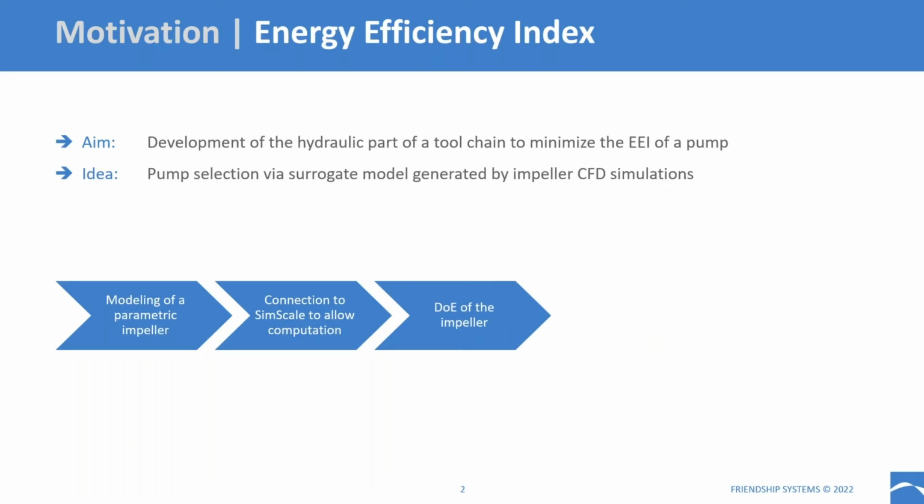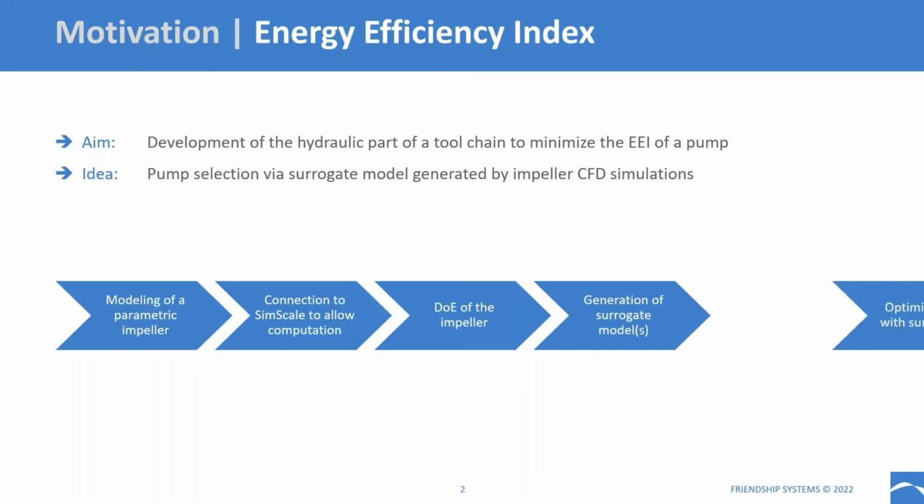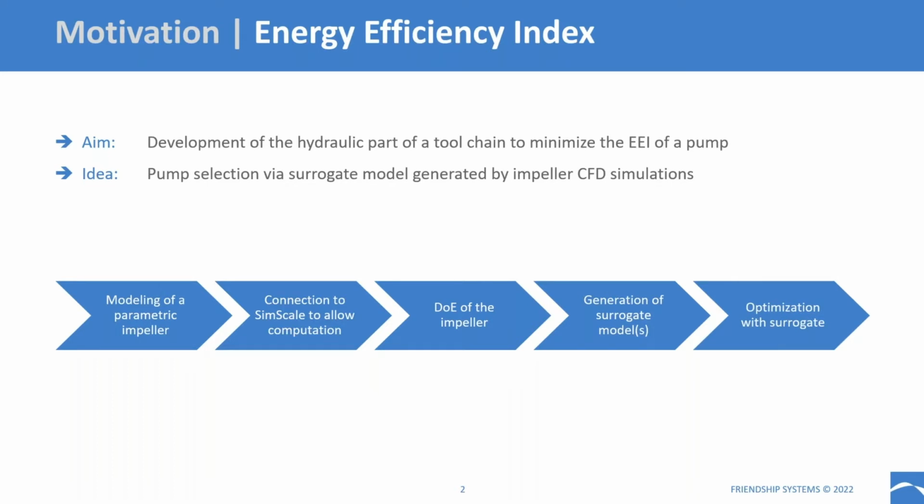Once we have that connection in place, we can run a DOE, which means design of experiments, so a systematic parameter study of the impeller, changing all kinds of different properties of the geometry. And then with the data that we have obtained by computing all these different impeller variants, we can generate a surrogate model or multiple surrogate models. And with these surrogate models, we can then run an optimization on the impeller geometry.